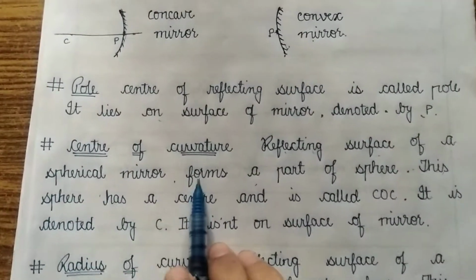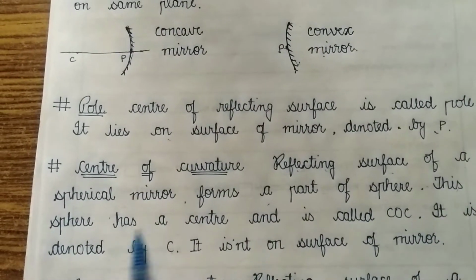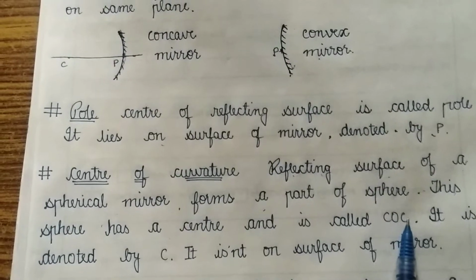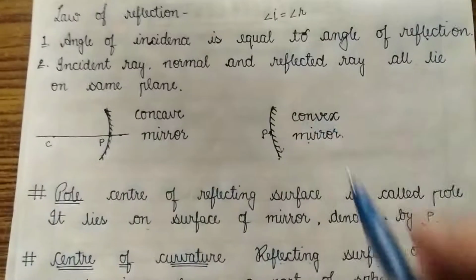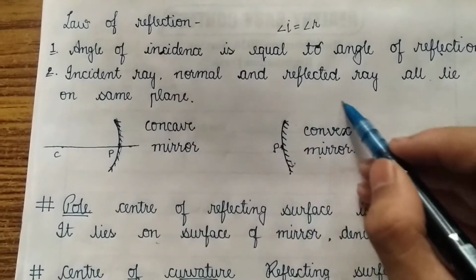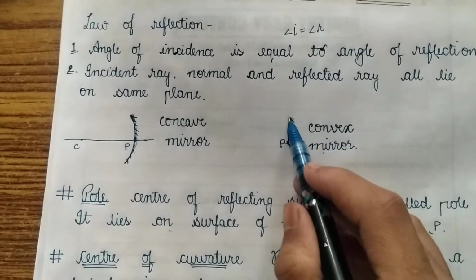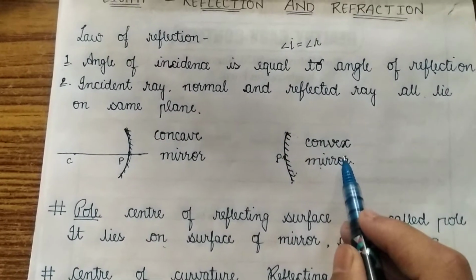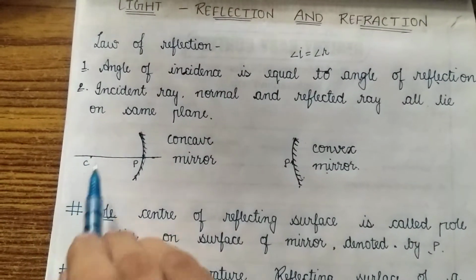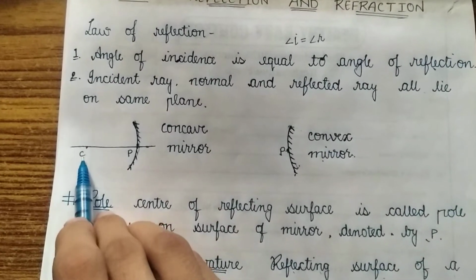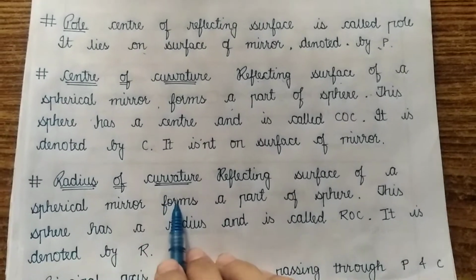Now we will see the center of curvature. The reflecting surface of a spherical mirror forms a part of a sphere. This sphere has a center, which is called the center of curvature. It is denoted by C and it does not lie on the surface of the mirror. If we imagine a full sphere, this mirror is a small part of that sphere. So this sphere will have a center. Suppose the center is here. This will be known as the center of curvature and it will be denoted by capital C.